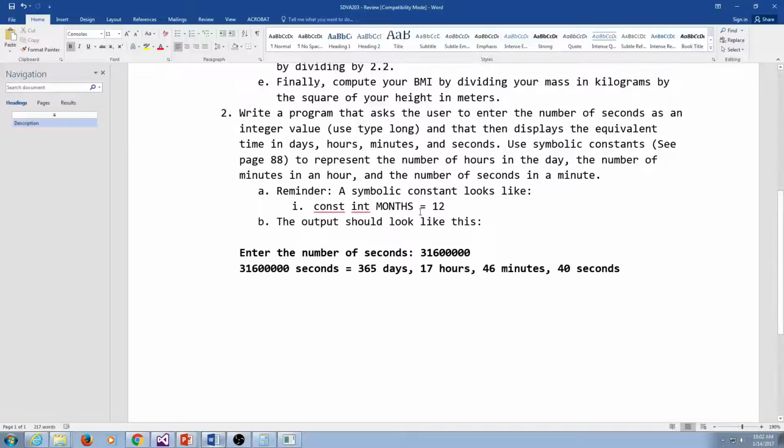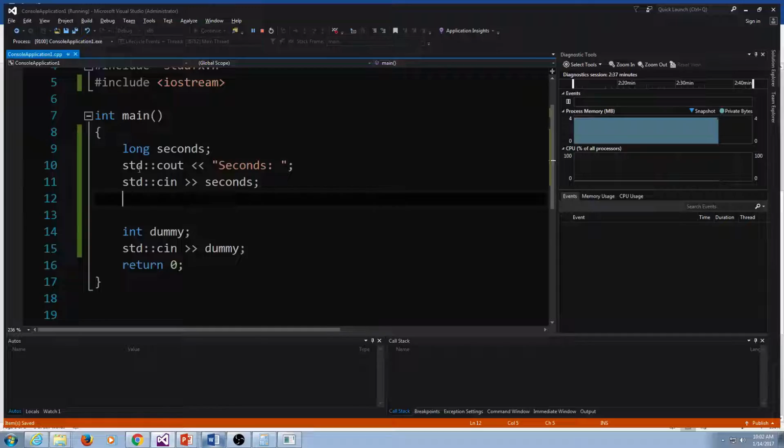And I asked to use symbolic constants. We're going to get to that in just a second. But symbolic constants are just a promise that those numbers are set once and never changing. And there's a specific naming convention which we're going to use for those. Okay.